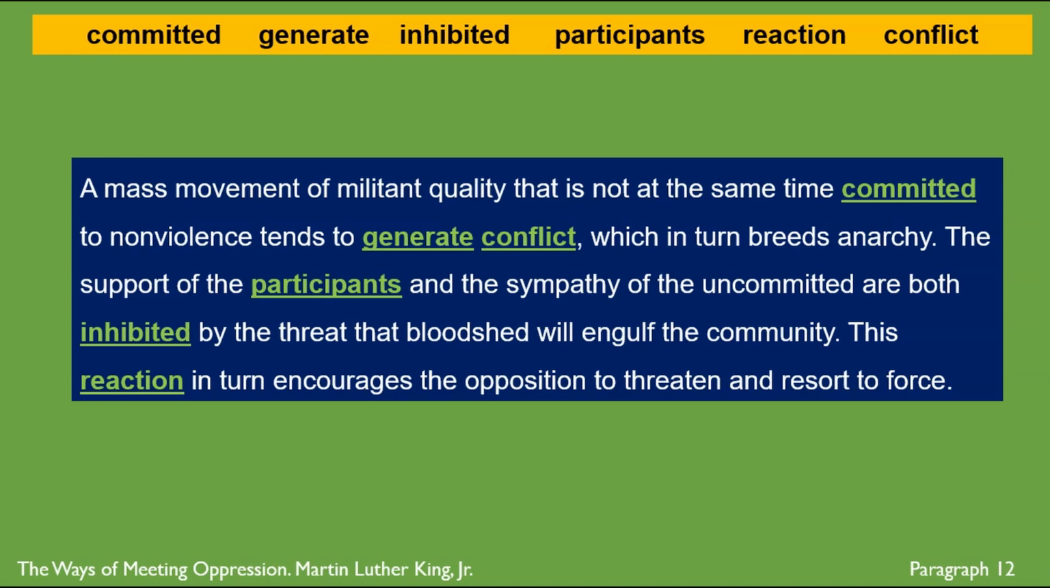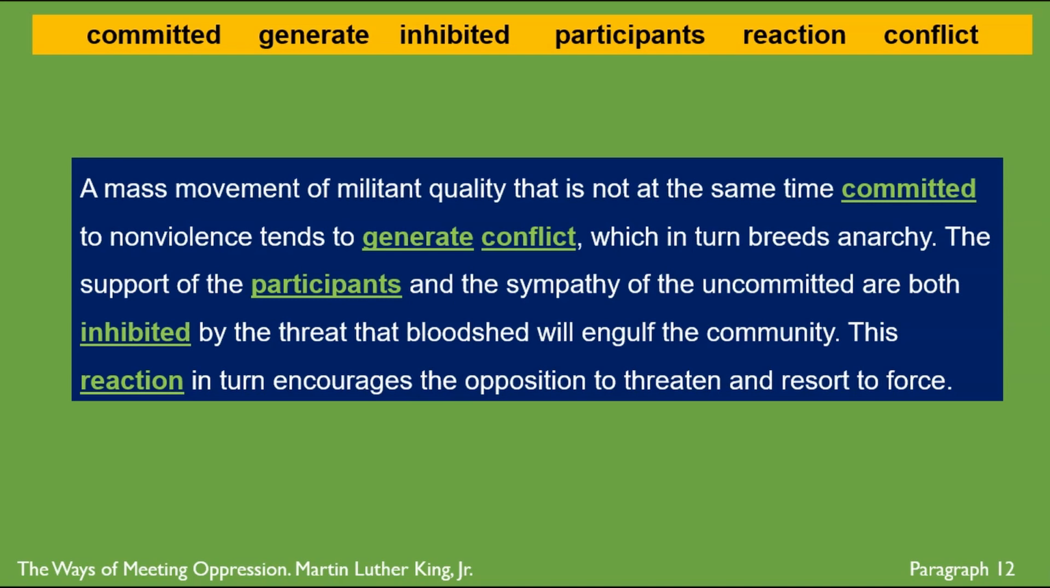The support of the participants and the sympathy of the uncommitted are both inhibited. So inhibited, suppressed, decreased. So sympathy decreases, support decreases by the threat that bloodshed will engulf the community. This reaction or response, in turn, encourages the opposition to threaten and resort to force.